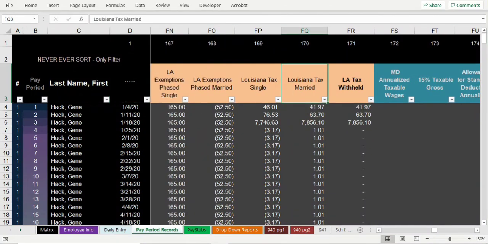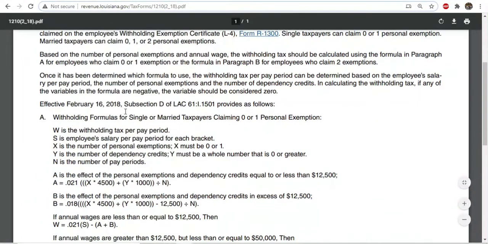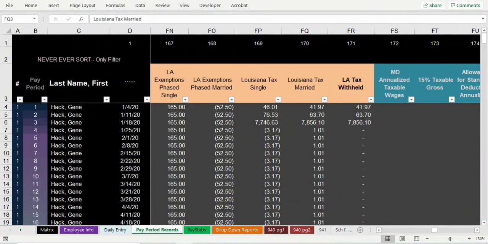So the way to calculate Louisiana tax, like I said, it's a little more complicated than I would like. Normally, it's easier. They give you a table here, and it's not really a table. They give you a bunch of instructions about how to calculate it and put everything through this formula. And what this formula is doing is it's kind of phasing in or phasing out the $4,500 per personal exemption and $1,000 per dependent exemption. So you kind of have to prepare both of your potential tax rate tables, the one for the single and the one for the married status.